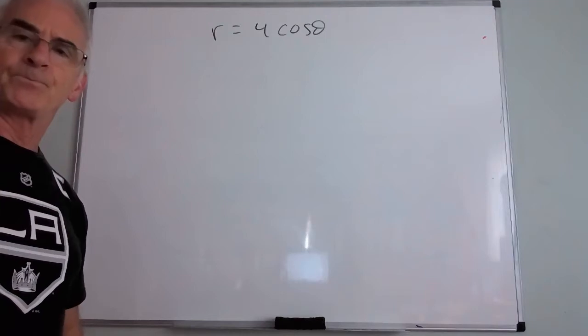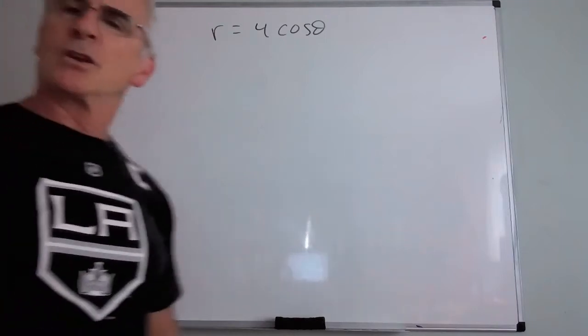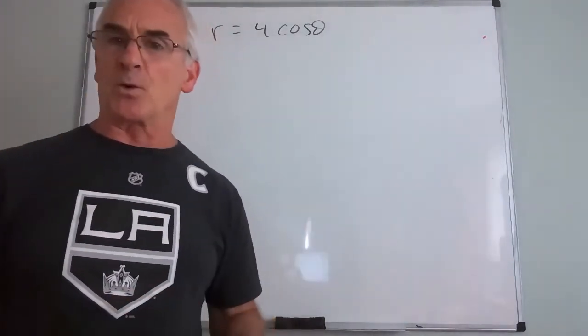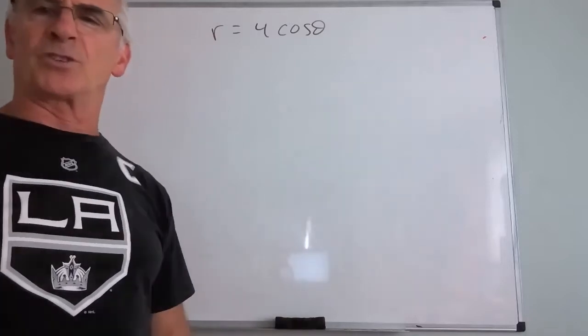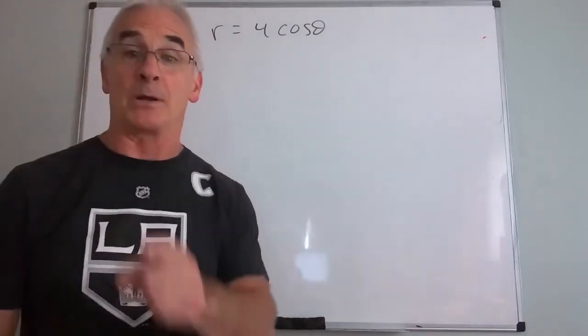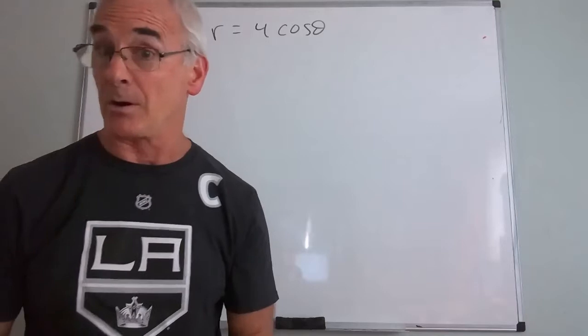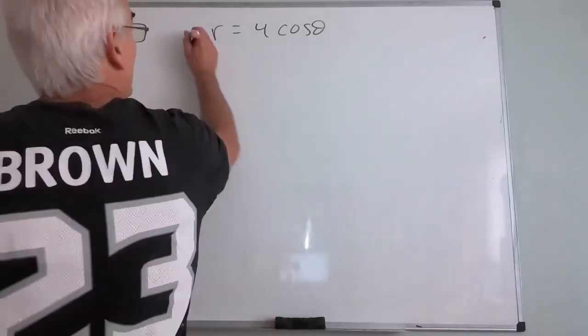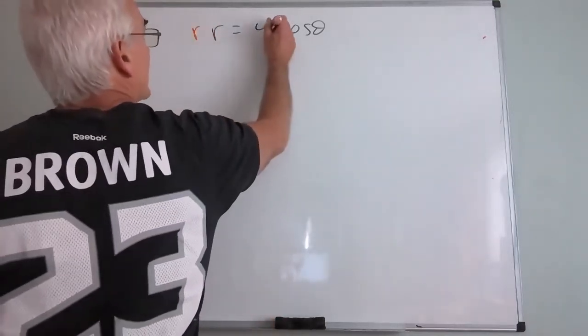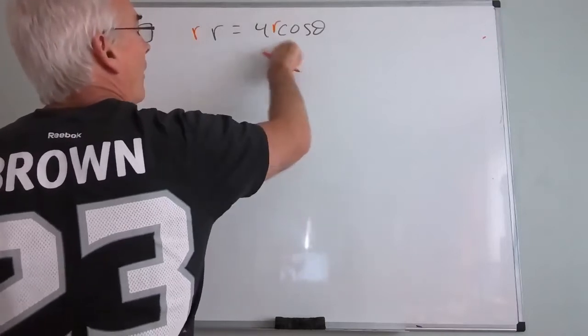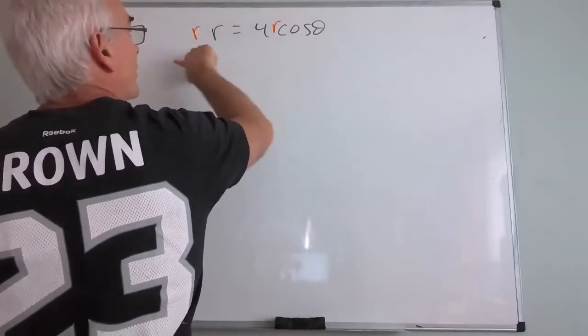Square both sides, or multiply both sides by R. Yeah, I could try squaring both sides, but then the right side would involve a cosine squared, which isn't really any better. But how about multiplying both sides by R? If I multiply both sides by R, let me put it right there. Oh, R cos R squared.